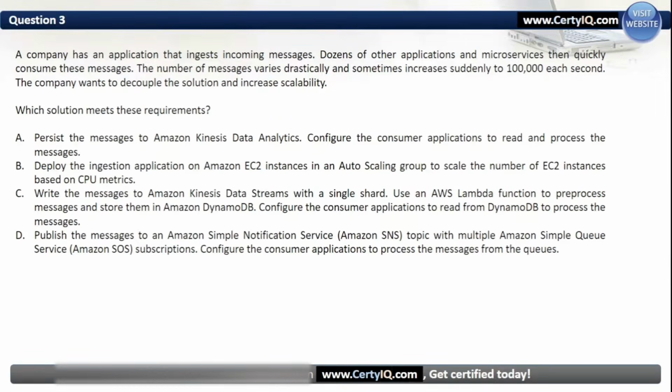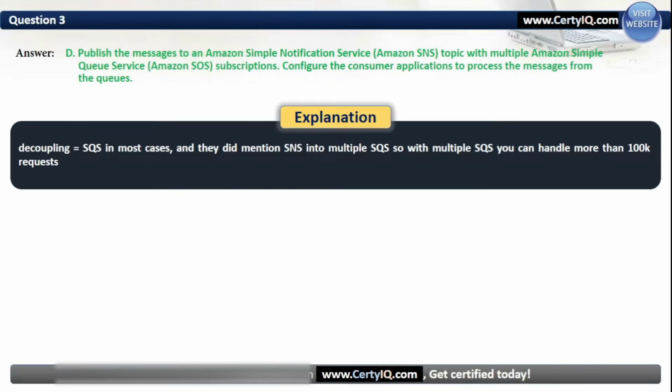The correct option is D. Publish the messages to an Amazon Simple Notification Service topic with multiple Amazon Simple Queue Service subscriptions. Configure the consumer applications to process the messages from the queues. Decoupling equals SQS in most cases, and they did mention SNS into multiple SQS, so with multiple SQS, you can handle more than 100k requests.